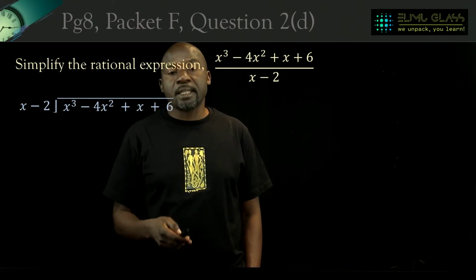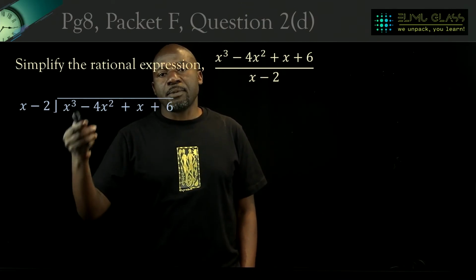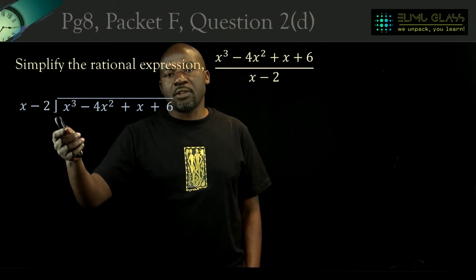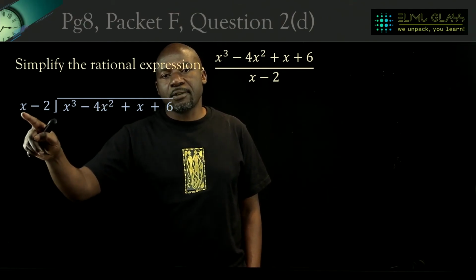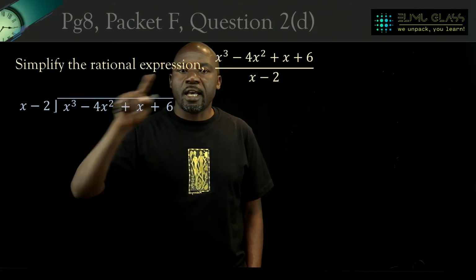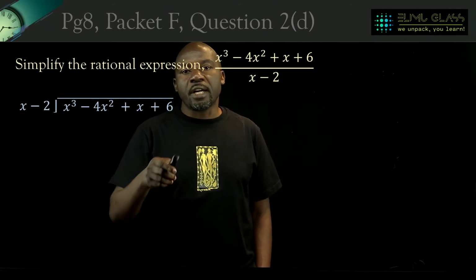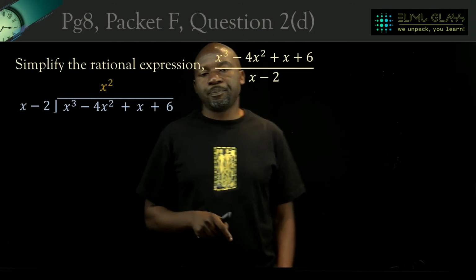Well, the answer is x squared. So x times x squared will give me x cubed. Another way of saying this is that x goes into x cubed x squared times. So we write x squared up there.